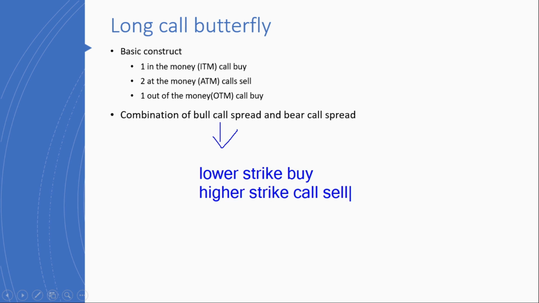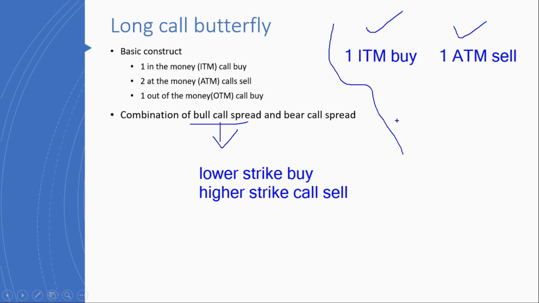If I divide these four positions into one in the money call option buy and one at the money call sell position, this is nothing but lower strike buy, higher strike sell. So this is an example of a bull call spread position. And what are the other two positions? One more at the money call sell position, and one out of the money call buy position. So this is nothing but a bear call spread strategy.